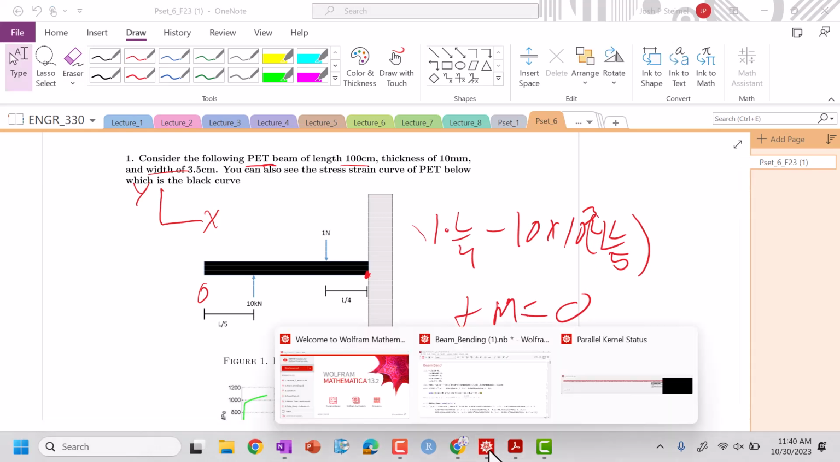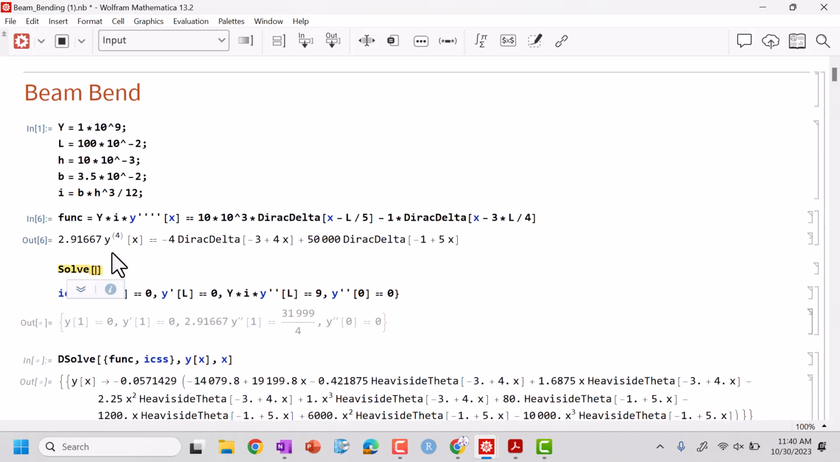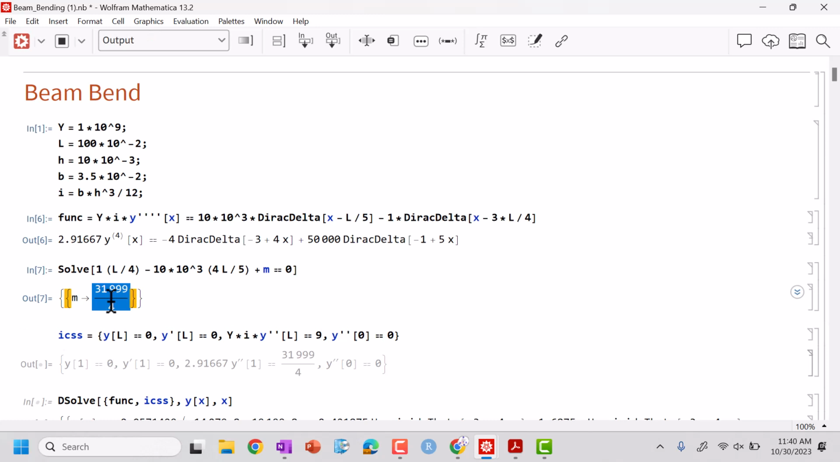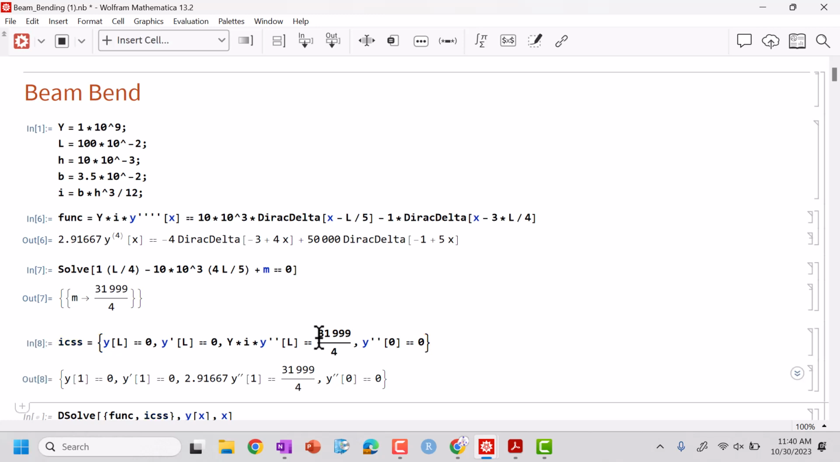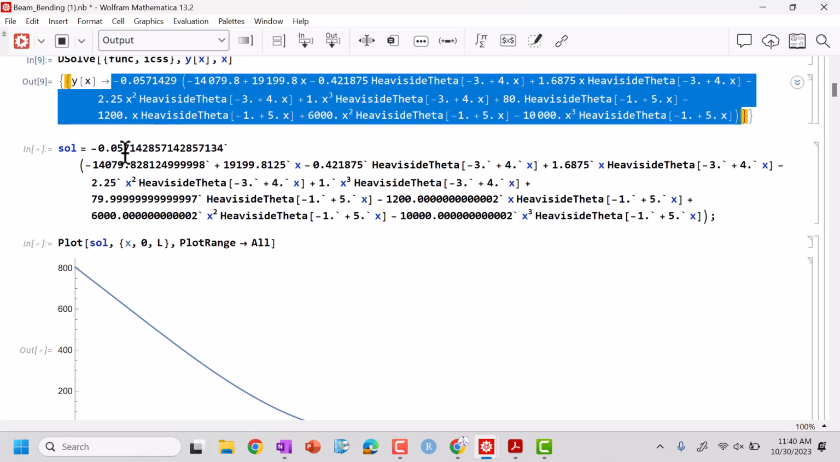So I can program that in and solve that equation. I want to solve 1 times L divided by 4, minus 10 times 10 to the 3 times 4L divided by 5, plus M, set equal to 0. That'll be my moment. We can take that moment and plug it in here. We have it at 0 there. Excellent, those are my initial conditions. Let's plug this in. We can get this, so this would be my solution.